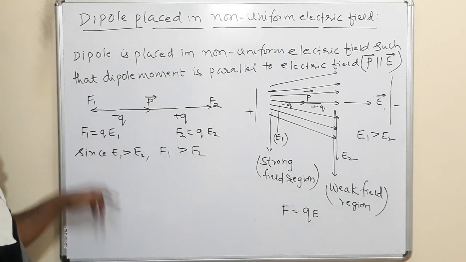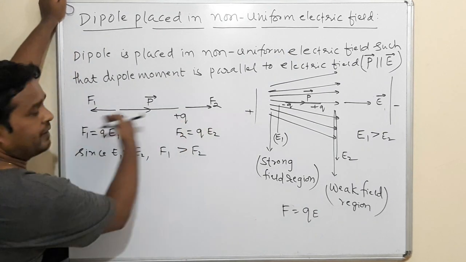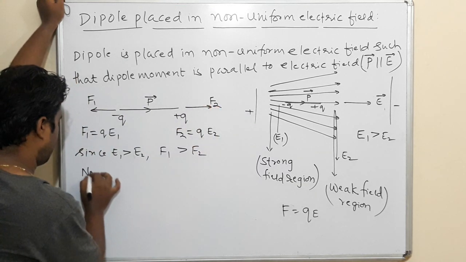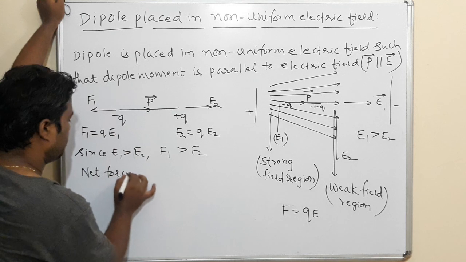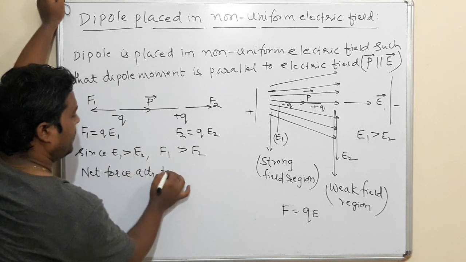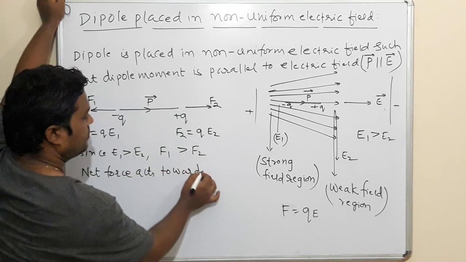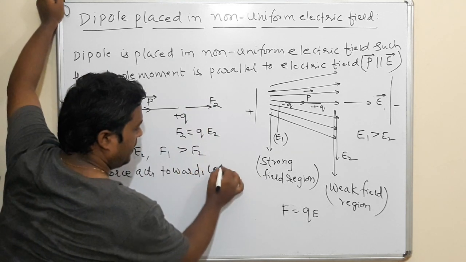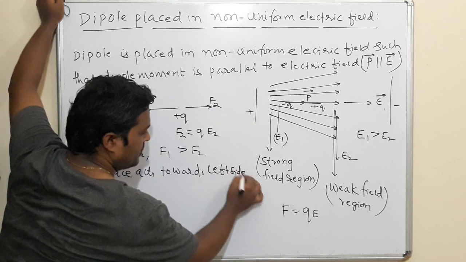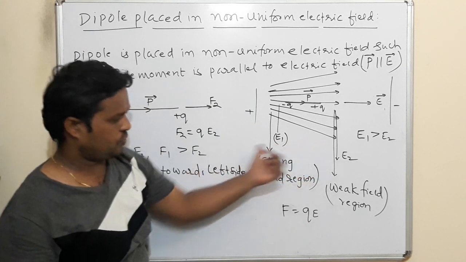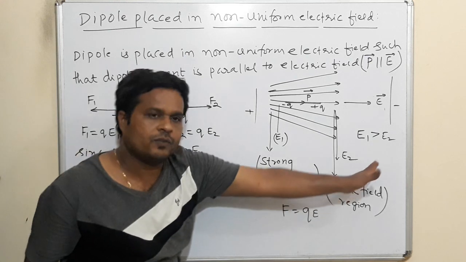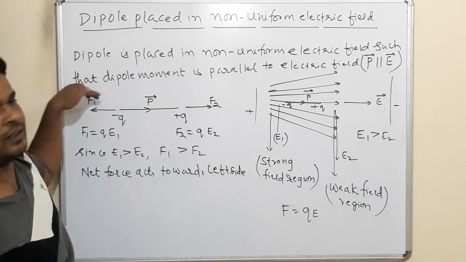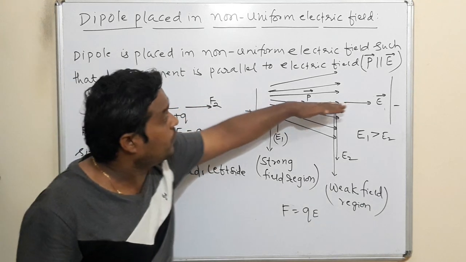F1 is more than F2, which means net force will be acting in this direction. This is more than this. That means net force acts towards the left side. On the left side, which field is there? Strong field region. And on the right side, weak field region is there. If net force is acting in this direction, then the dipole will move in this direction.